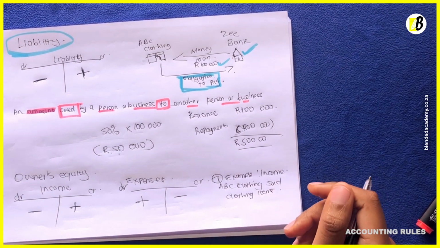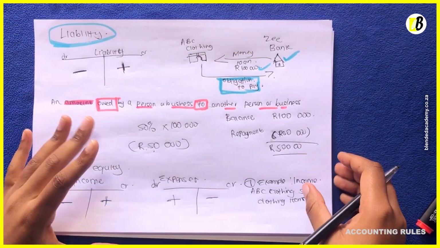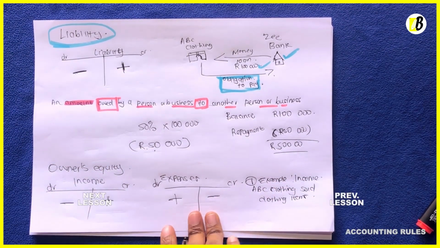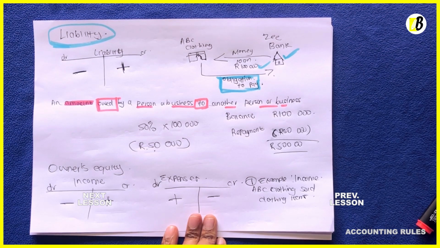So now what's going to happen is that ABC is going to get an income, is going to make money out of the sale. So now, since our income is increasing, we're going to credit the income. We're going to credit the sale because now it's increasing. So now when an income increases, we credit it, and when it decreases, we debit it.